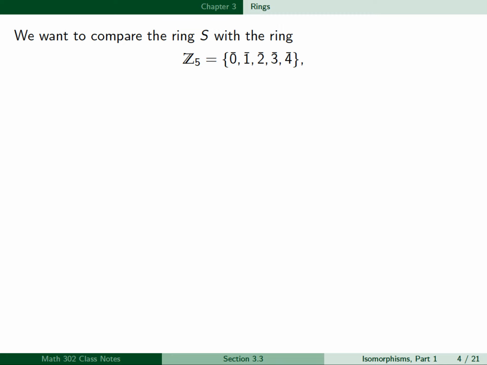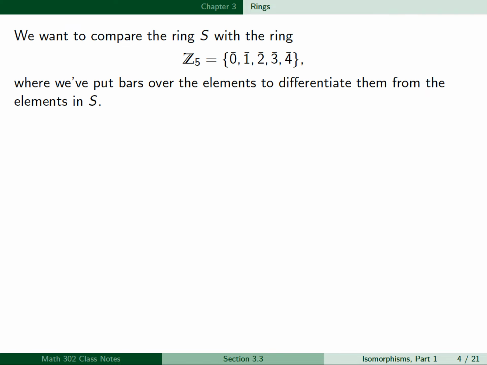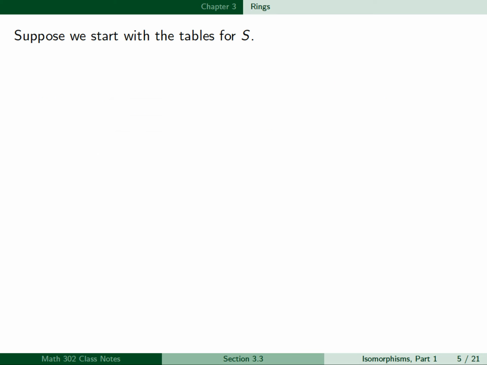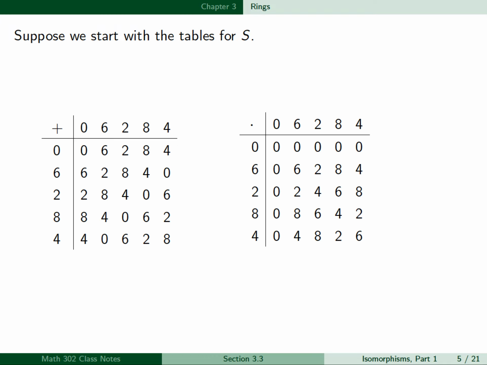We want to compare the ring S with the ring Z5 containing the integers mod 5, 0, 1, 2, 3, and 4, and we've put bars over the elements to differentiate them from the elements in S. So the addition and multiplication tables for Z5 are shown. And suppose we start with the tables for S now. So these are the tables that we constructed earlier.